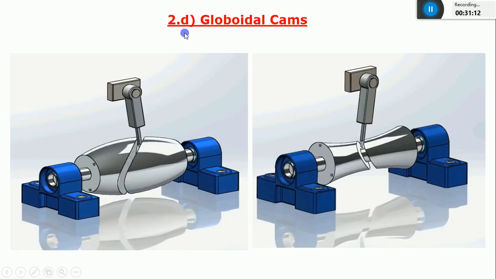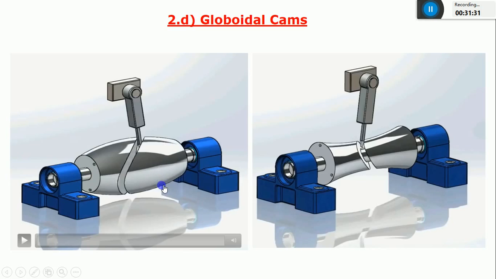So this is the fourth classification of the second criteria, based on the shape of the cam. In the previous slide you have seen a cylindrical type, but in this case it is in the form of a convex shape. Again, the working principle is the same.